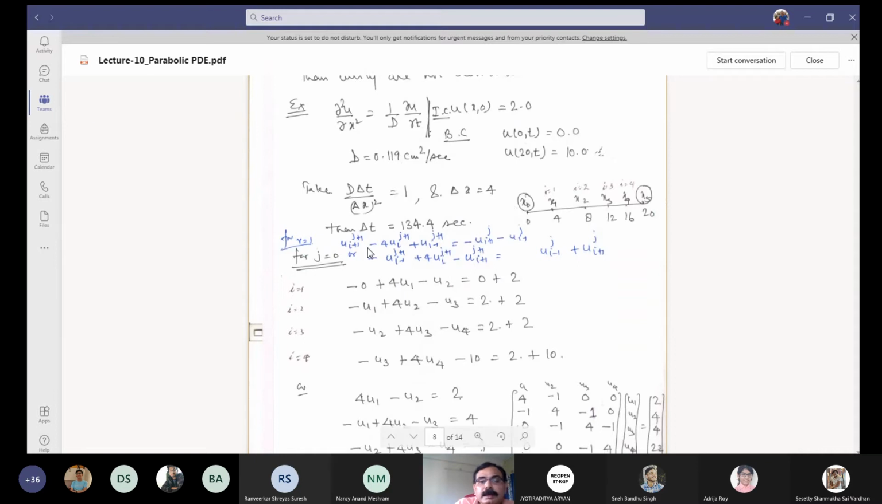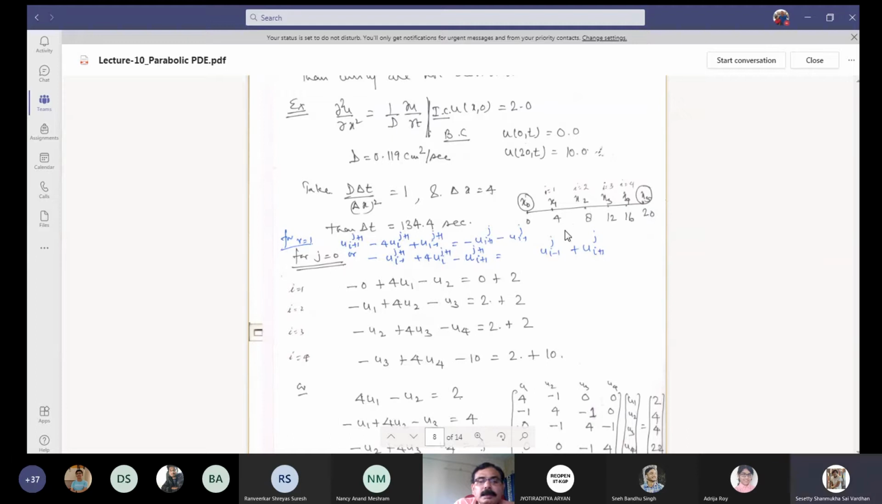The scheme I have written there: it is given that you have to take d into delta t by delta x square. The d value is given equal to 1. Now if we take delta x as 4, then delta x 4 means what? 0 to 20, so 4, 8, 12, 16 and 20. So this is one boundary, x0. Then internal points are x1, x2, x3, x4, and then x5 is the other boundary for the x part.